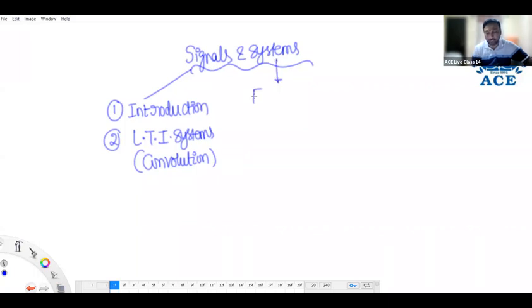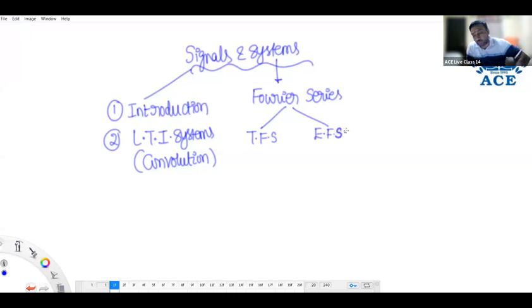Next, we are starting the Fourier series. The first frequency domain concept is Fourier series, where we are learning two forms. One is the trigonometric form of Fourier series, and the second one is the exponential Fourier series.